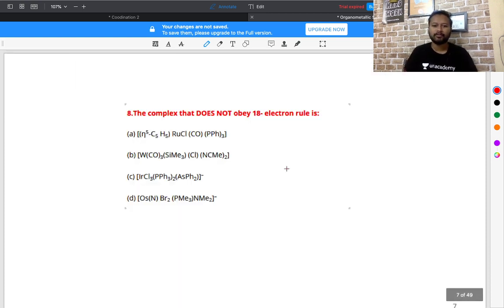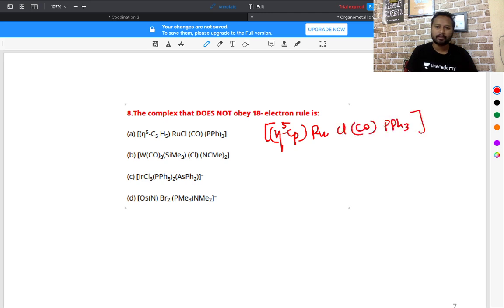Okay, so let's take this question. Over here it says the complex that does not obey the 18 electron rule. So which of these complexes does not obey the 18 electron rule? Just try to do this. The first one, it's given that you have eta 5 Cp. C5H5 means Cp, cyclopentadienyl. So I'll just write it as eta 5 Cp. Then you have ruthenium, Cl, CO, and PPh3. Okay, so this is the complex given to you.